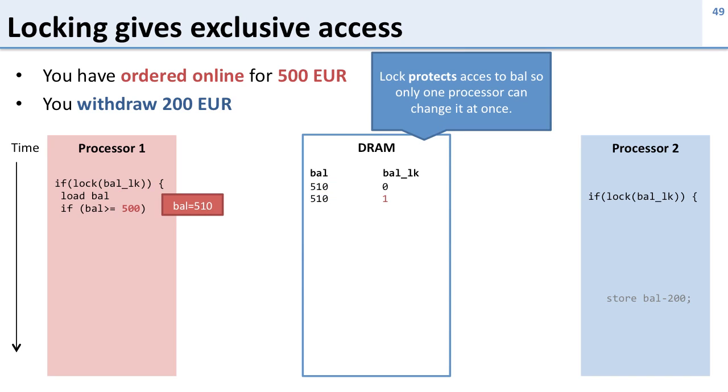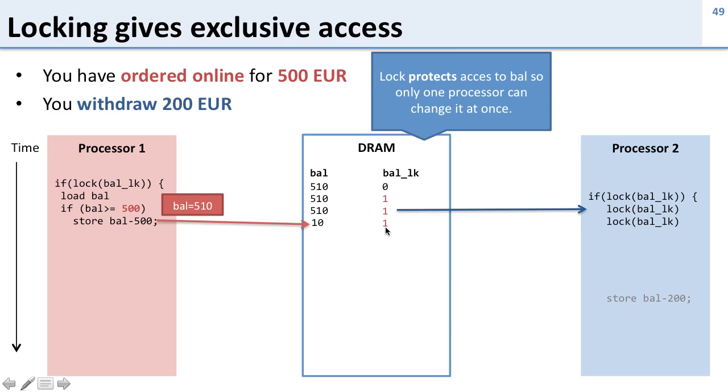So what happens next? We continue in processor 1. It's going to do its computation. The DRAM value stays the same, but now processor 2 is going to check the lock again. Is it free now? Well, it's not free, so it has to wait again. Processor 1 over here is going to go ahead and store its new updated value. So now we have 10 in the DRAM, and the lock is still 1, and so processor 2 is going to check again, and it sees the lock is still busy.